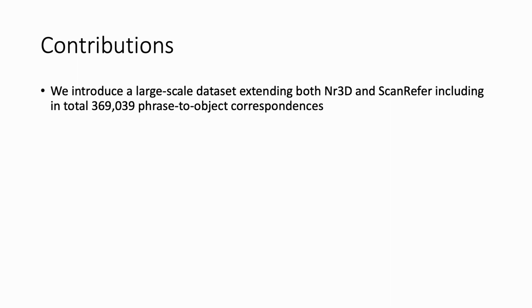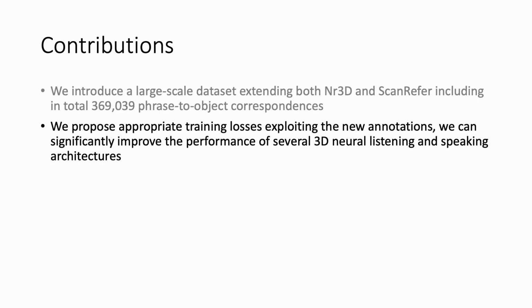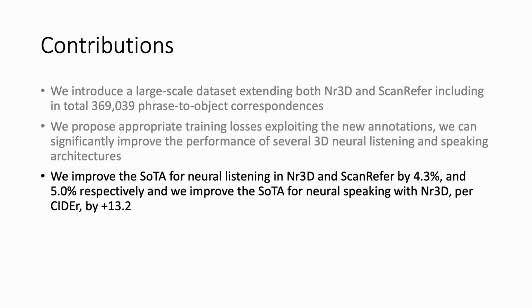First, we introduce a large-scale dataset extending both NR3D and ScanRefer datasets, including in total 369,000 Phrase-to-3D-Object correspondences. Second, we propose appropriate training losses exploiting the new annotations. We can significantly improve the performance of several 3D neural listening and speaking architectures. Third, we improve the state-of-the-art for neural listening in NR3D and ScanRefer benchmarks by 4.3 and 5% respectively. And we improve the state-of-the-art for neural speaking with NR3D dataset per CIDEr by 13.2 points.